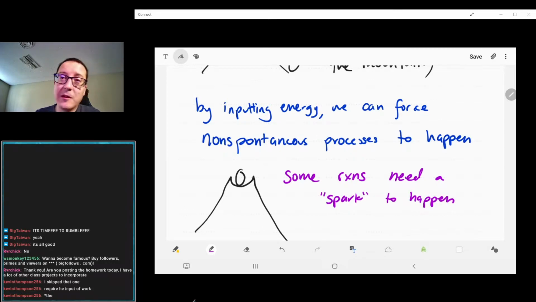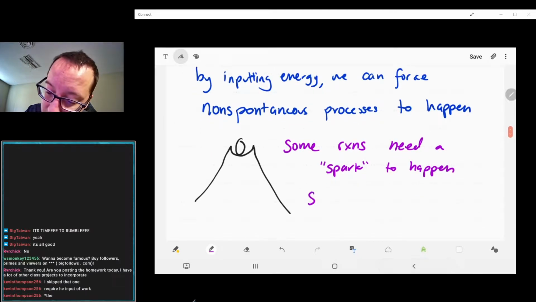So same thing with gasoline. We know gasoline has a lot of chemical energy held within its bonds. It would like to burn, it would like to become oxidized, release that energy. And we just need to throw a match at it to get it to go, and after that, it will spontaneously continue itself. So it's self-sustaining. And so this is the same idea. We need just a little bit of energy to get it going. So some reactions will be spontaneous once started.